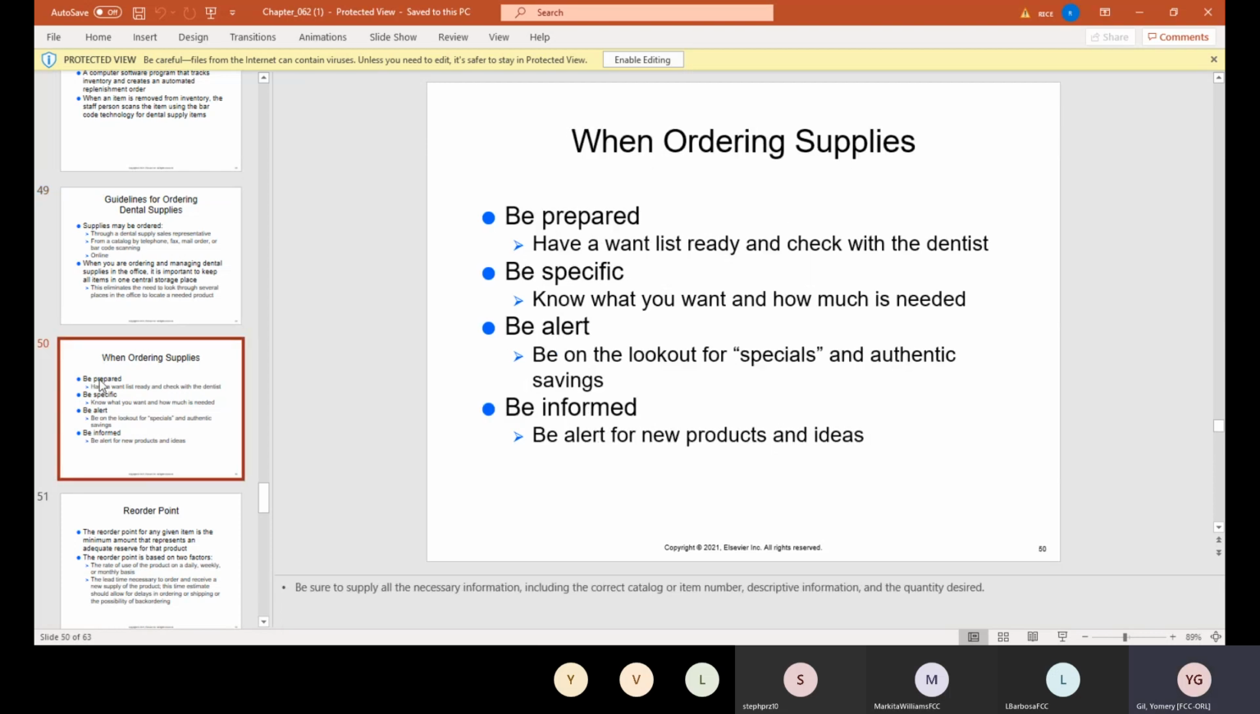When ordering supplies, be prepared, have a want list ready, and check with the dentist. Sometimes there's stuff that your office currently doesn't have, but you might want it, whether it's some type of new technology or a new product that you want to try. Be specific, know what you want and how much is needed. Be alert, be on the lookout for specials and authentic savings. Be informed, be alert for new products and ideas.